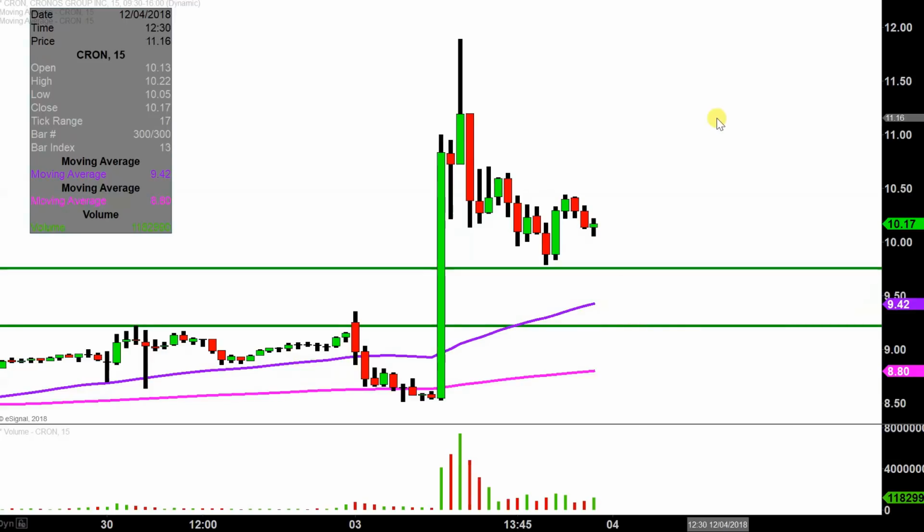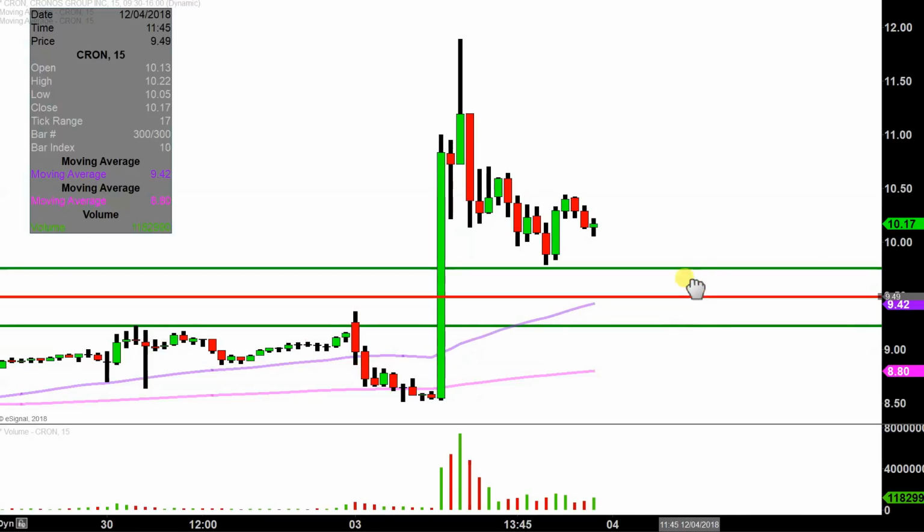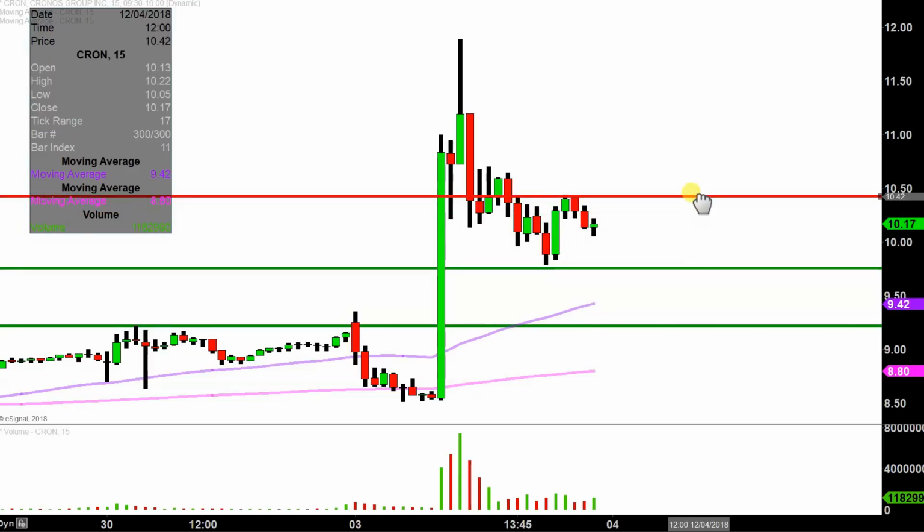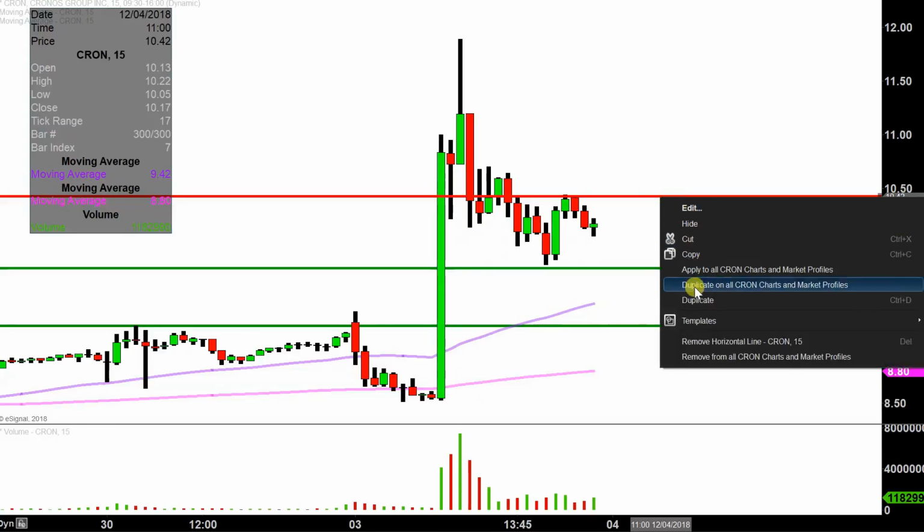Now, what happens if this thing starts to bounce back upwards? Where are some of these areas of resistance? As far as sellers, the initial level is right here at about $10.40, and that's just coming from nothing fancy other than the fact that during this late day bounce, that is where the bounce ran out of steam. So apparently there are some sellers sitting right up around $10.40.